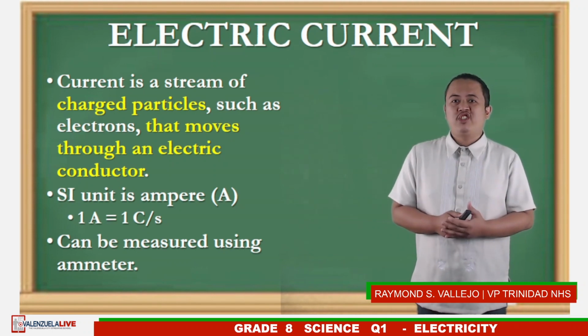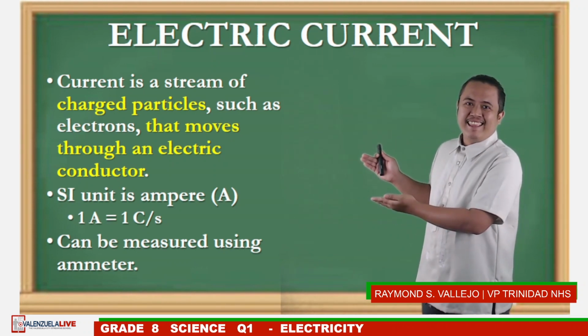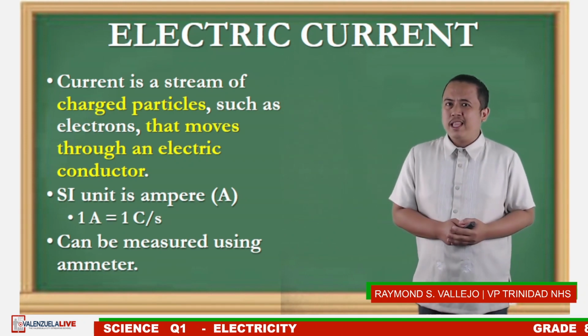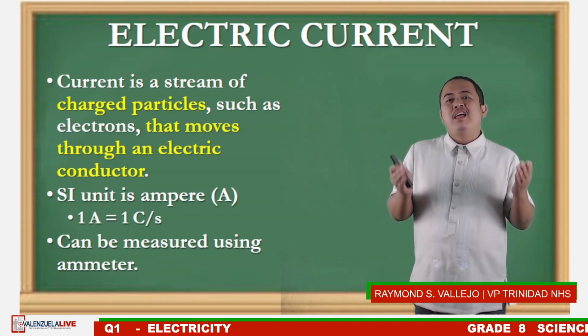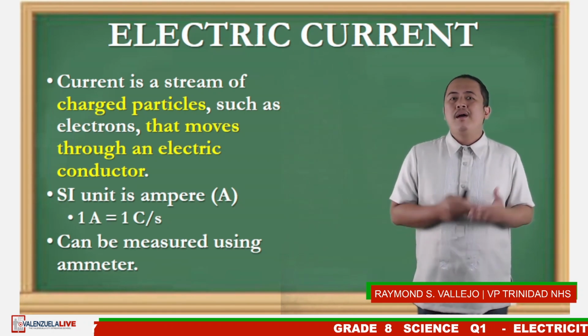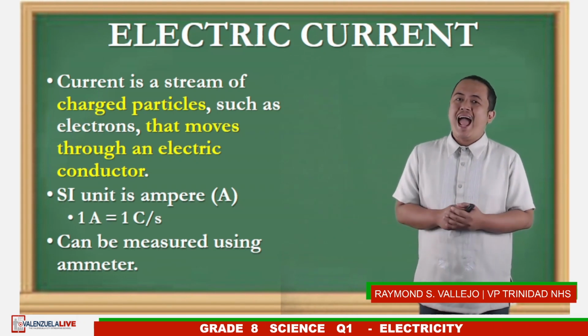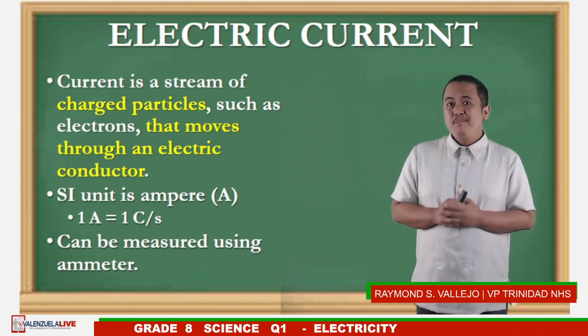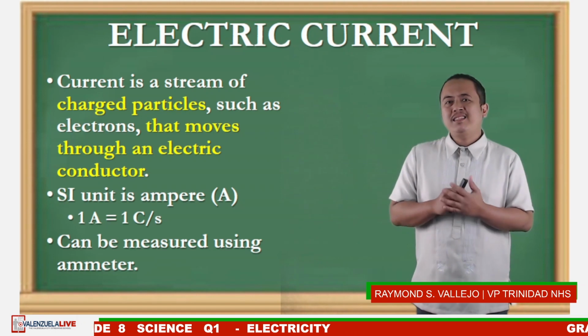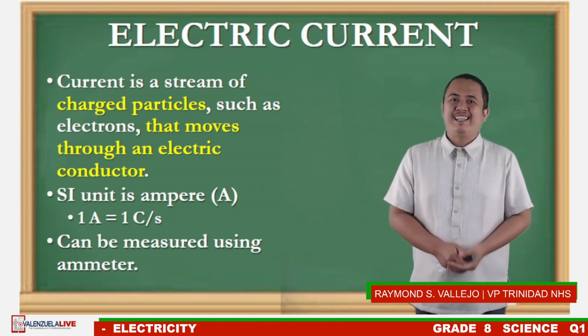In the previous session, we already talked about electric current. We learned that electric current, or current, is the measurement of the flow of charged particles per second, which is represented by the SI unit, amperes. Now, let's continue by discussing what voltage and resistance are.